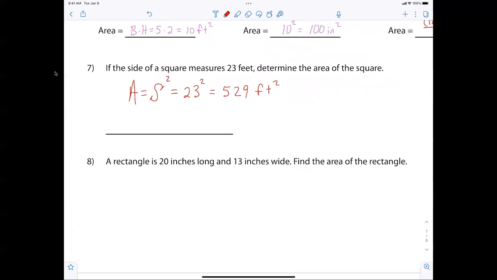All right, a rectangle is 20 inches long and 13 inches wide. Find the area of the rectangle. So I need everybody to write down area equals length times width. And what do we got for that, guys? 260 inches squared. I like it. All right, flip the page.